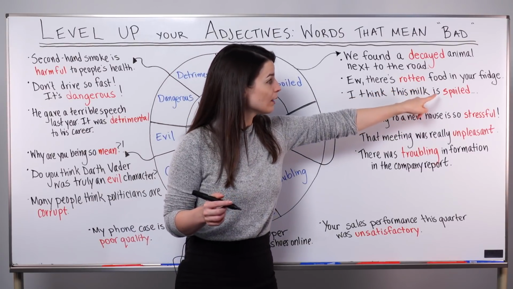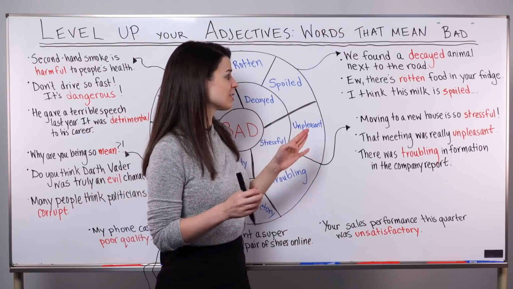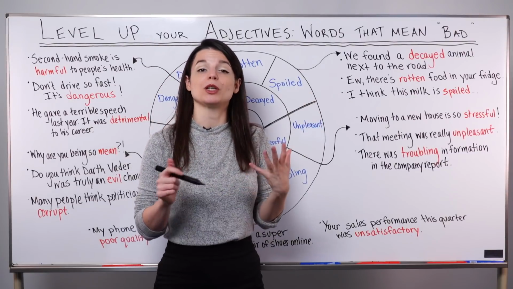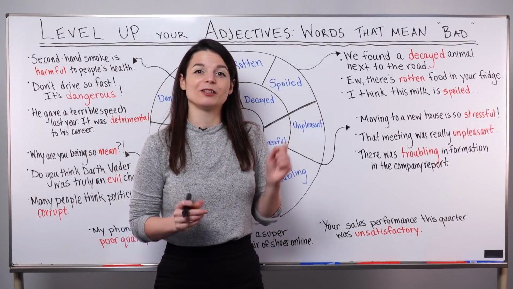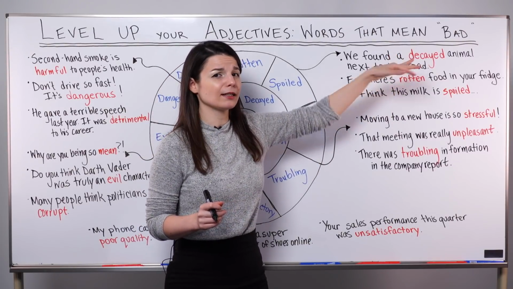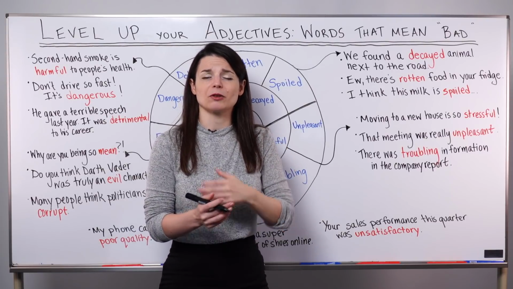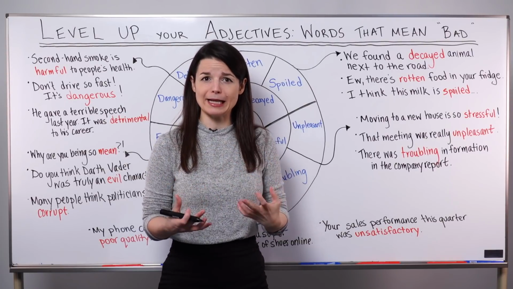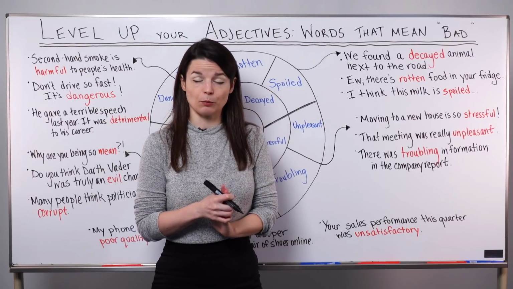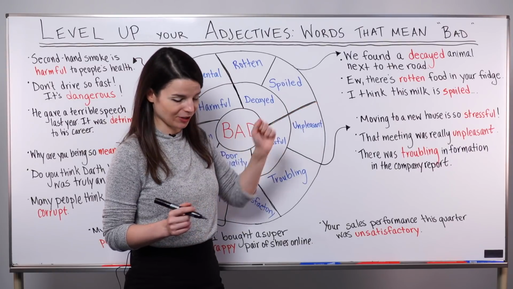So these two words, when you're talking about food, you can use them in the same way. Like, I think this milk is rotten, or, ew, there's spoiled food in your fridge. You can use both of those in the same way. So we use these a lot to talk about food and drinks. Decay tends to sound a little more serious, like maybe after a natural disaster, or like an animal, something that sounds a little more severe. We might use decay for that. So this is our first group in this adjective wheel.